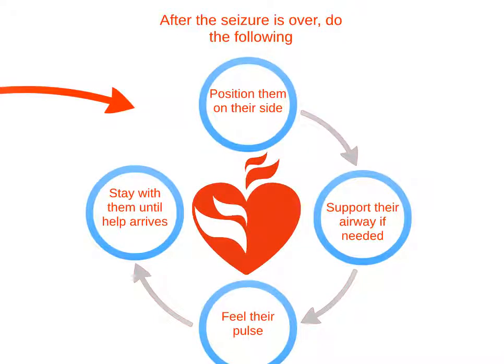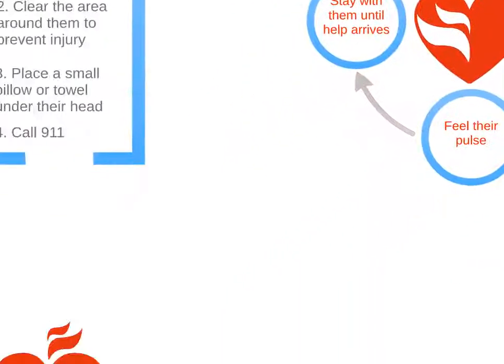After the seizure is over, position them on their side. Support their airway if needed. Feel their pulse and stay with them until help arrives. If a person is experiencing a staring-type seizure, treat it like any other seizure.